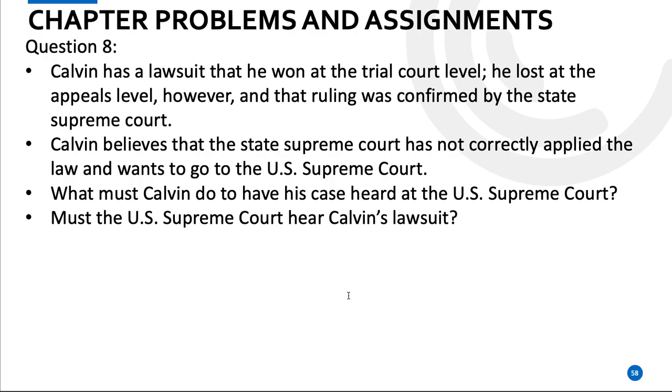Question 8. Calvin has a lawsuit that he won at the trial court level. He lost at the appeals level. However, that ruling was confirmed by the state Supreme Court. Okay, so he won at the trial court, lost at the appellate court, lost at the Supreme Court. Calvin believes that the state Supreme Court has not correctly applied the law and wants to go to the U.S. Supreme Court. What must Calvin do to have his case heard by the U.S. Supreme Court? Must the U.S. Supreme Court hear Calvin's lawsuit?